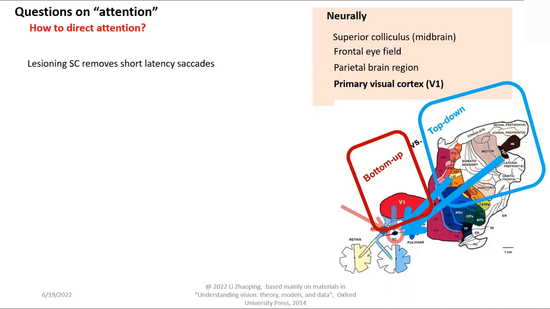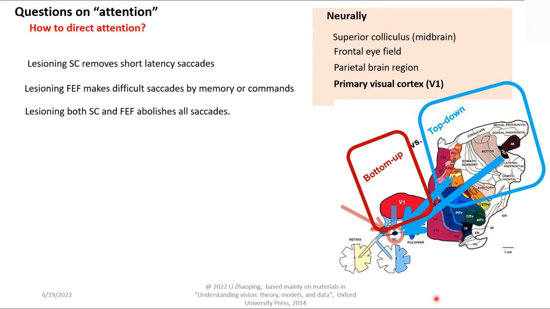You say if somebody had a gunshot, or you can do it on an animal, you know, in a war, sometimes you have these wounds, or in old people, you have strokes to a localized region. So if you lesion the superior colliculus, then the saccades, where we move our eyes, the short latency ones disappear. If you lesion the frontal eye field, then it's difficult to saccade on demand. Okay, say, move your eye to the right, move your eye to where the light was. That's something memory-guided, which is difficult. But if you lesion both, then the animal cannot do saccades anymore, you cannot direct attention.